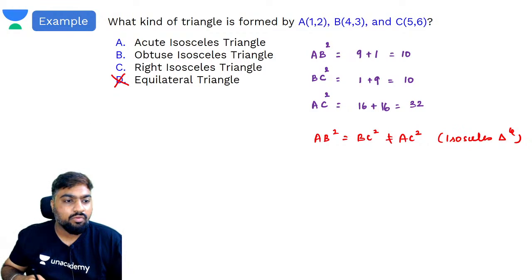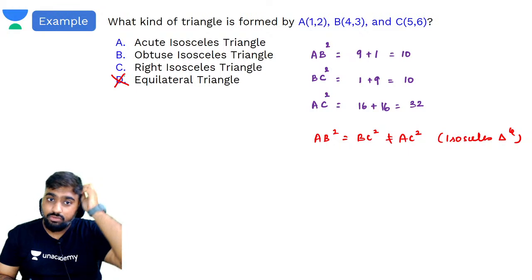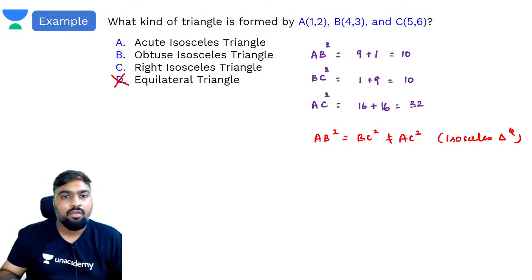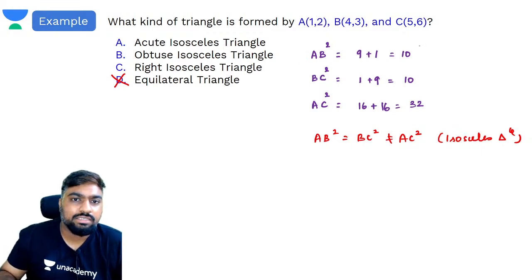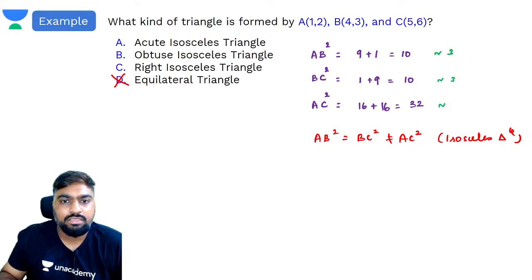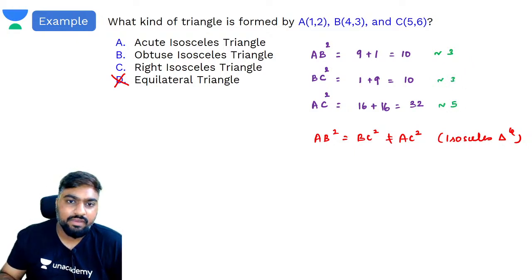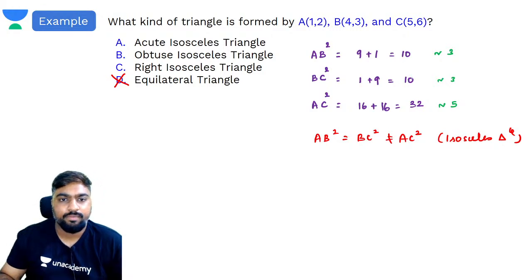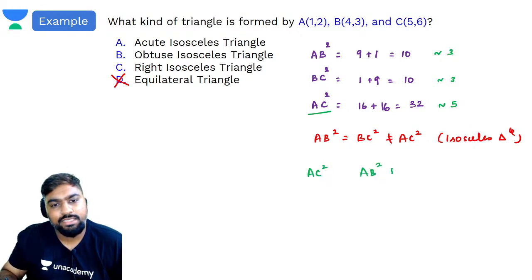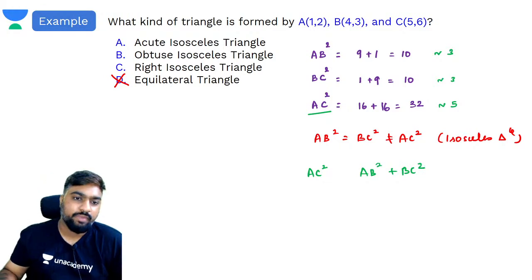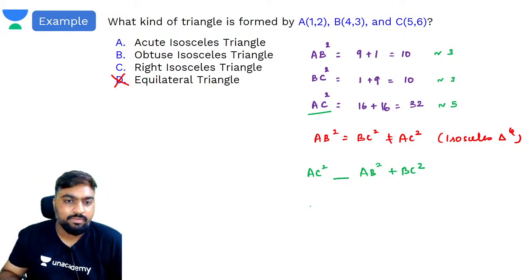Now we need to find out what kind of an isosceles triangle. Isosceles we figured out, but what kind? So what do we use? Pythagoras theorem. What is the largest side? AB का अगर मैं इसका स्क्वायर रूट निकालूं, इसका स्क्वायर रूट would be root 10, which is somewhere around 3. This is somewhere around 3. This will be somewhere around 5. Correct? 5 और 6 के बीच में, 3 और 4 के बीच में दोनों. तो we know AC is the hypotenuse. That means AC square और AB square plus BC square के बीच में क्या रिलेशन है उस पर डिपेंड करेगा. Right? What is this relation between them?